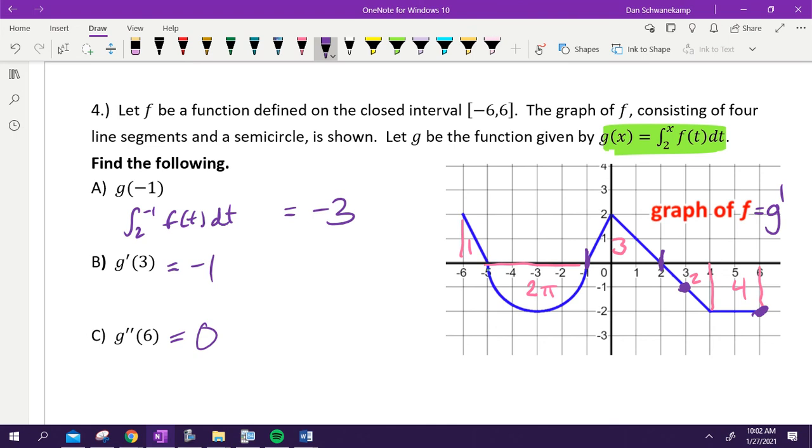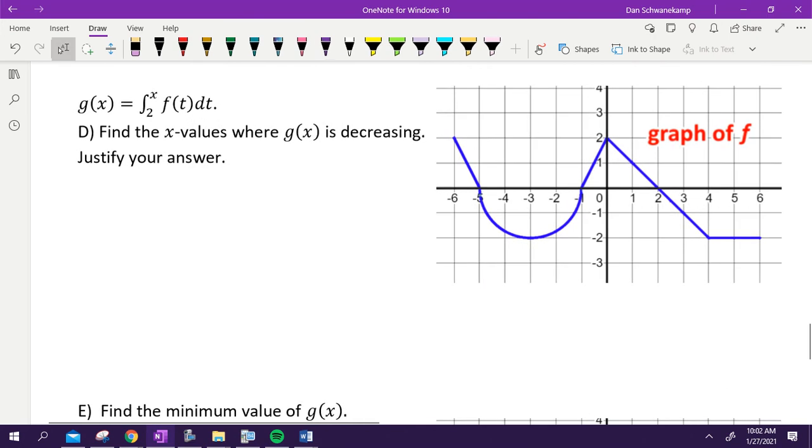Questions on anything there? Let's try another one. Okay? Figure out where g of x is decreasing. Justify your answer. Go. Here we go.